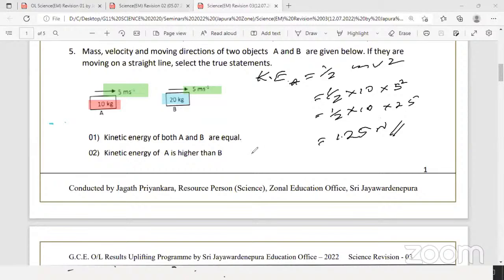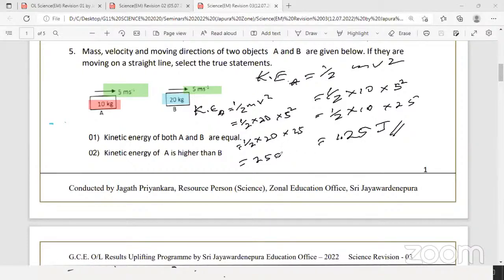But if you take the kinetic energy of B, it will be 2 times the first one because the mass is double. When the mass is double, the kinetic energy becomes double. So you can write half into the mass, which is 20, the previous one being 10 kilogram, into 5 squared, the velocity being the same. Then you get half into 20 into 25, which is 250. Actually it's not in Newton, it should be in joules, because any form of energy is measured in joules, capital J.